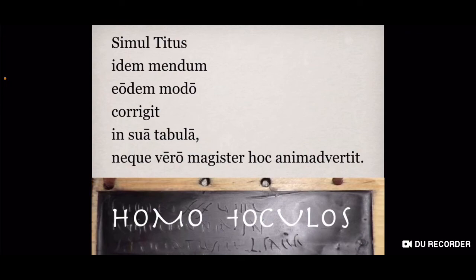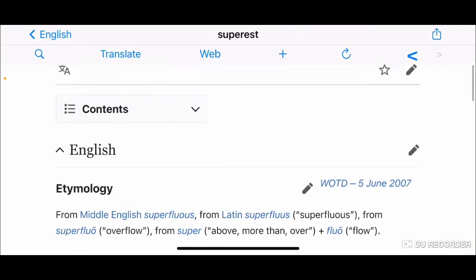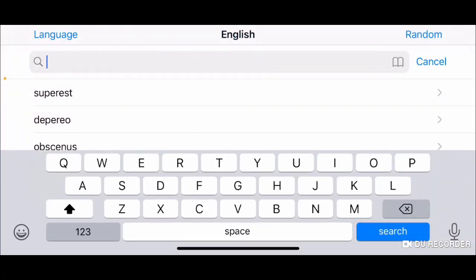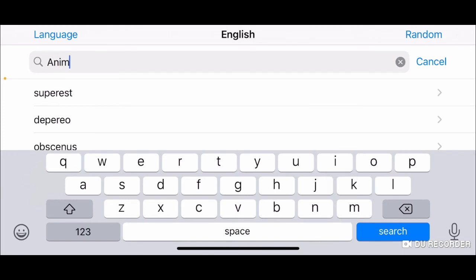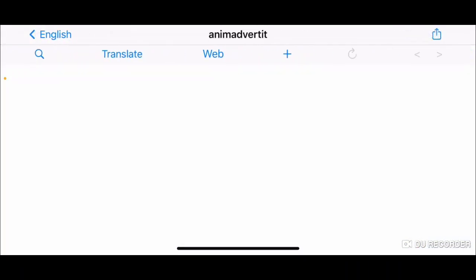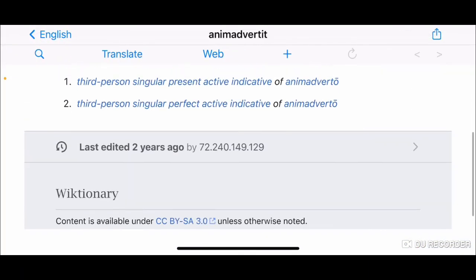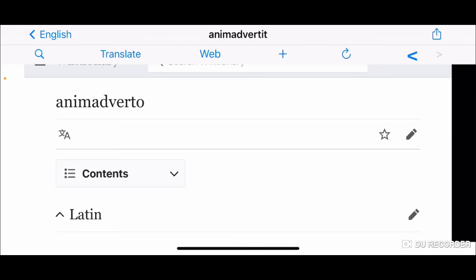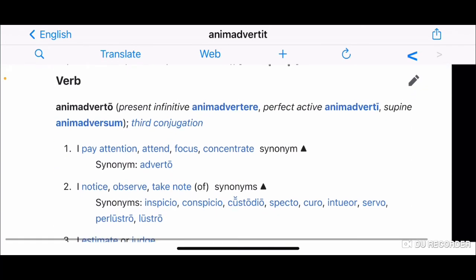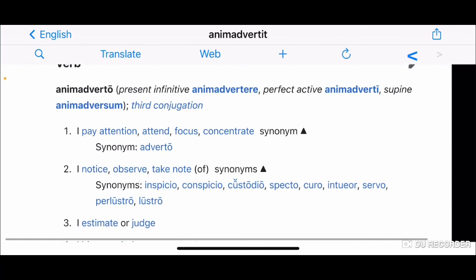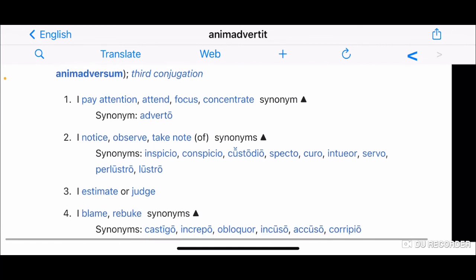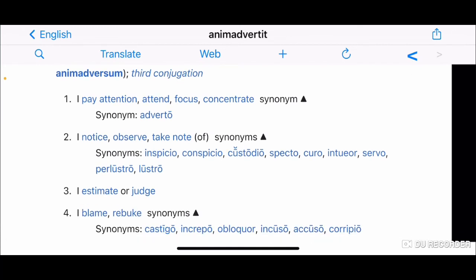Let's do that while we still have time. Attend, focus, concentrate, notice. That's what we use. Observe, take note of.